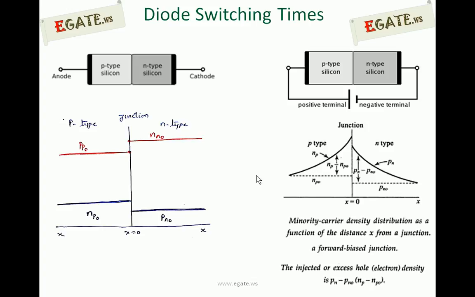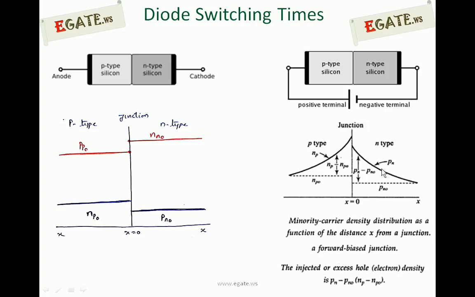minority carrier concentration. We are not going with the pp naught and nn naught majority carriers. Here majority carriers are moving towards the other side and they become minority carriers, so we are considering those graphs. Previously that was p naught, which, whenever they enter the n side, become minority carriers. So minority carriers in n type are represented with Pn.